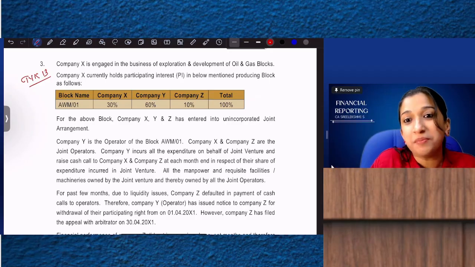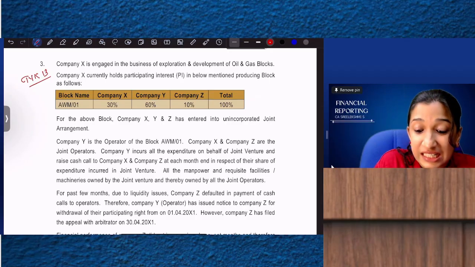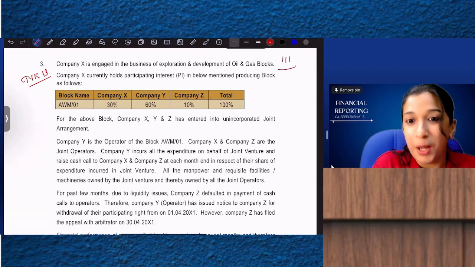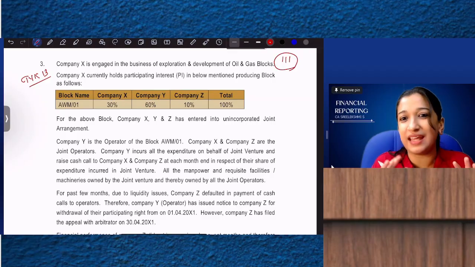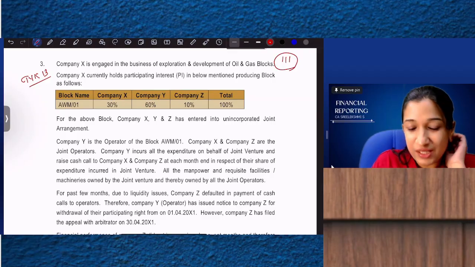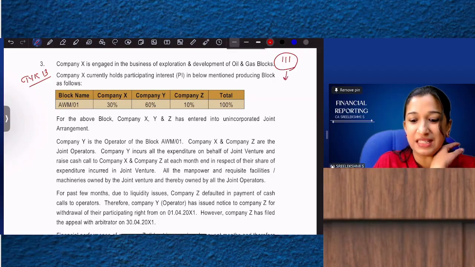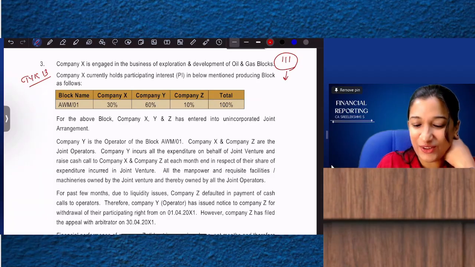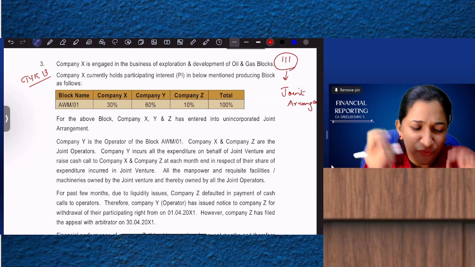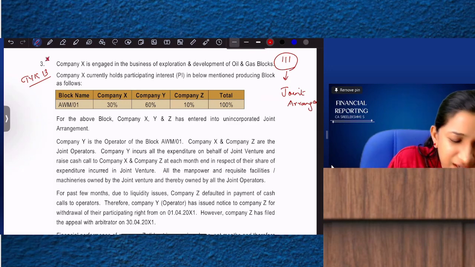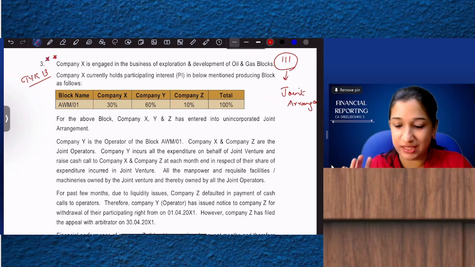When we are doing business combination, we have not studied IND AS 111. But now I feel you all have an idea about IND AS 111. What is the title of IND AS 111? Joint arrangements. So let's read this question number 3. Very important. It can be asked for exam.